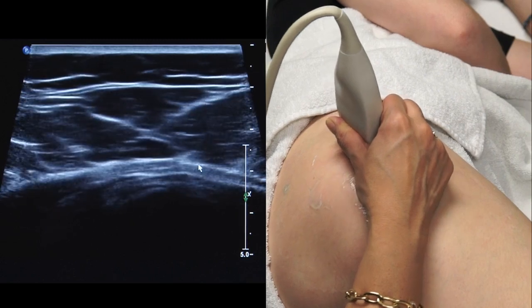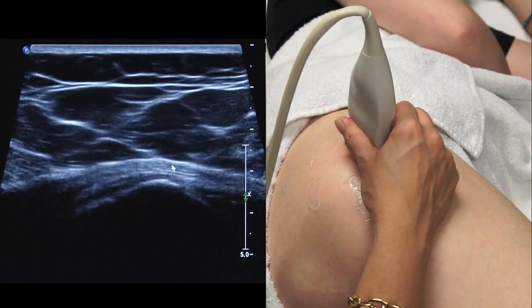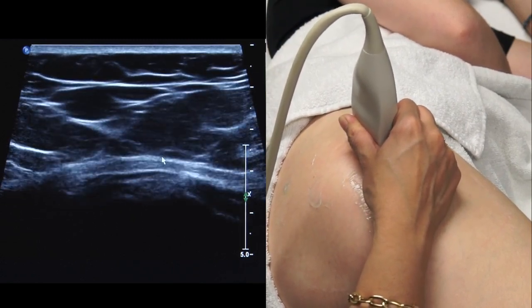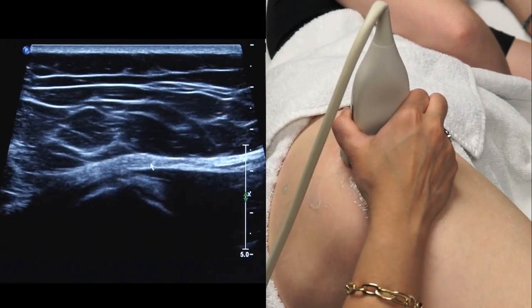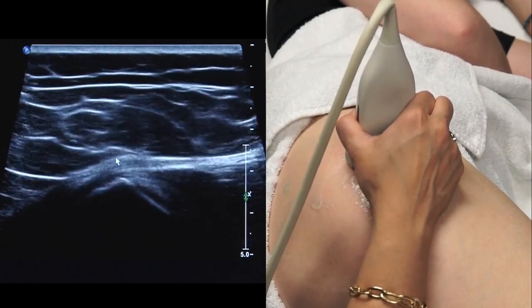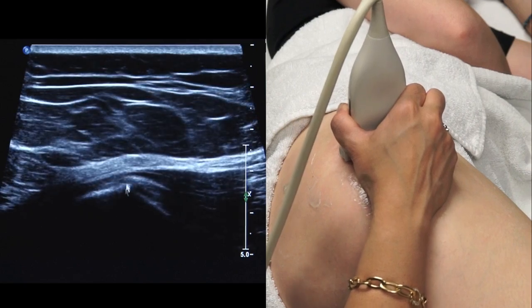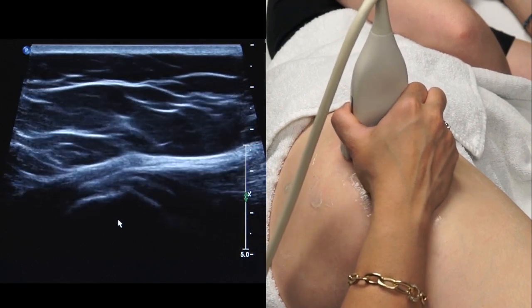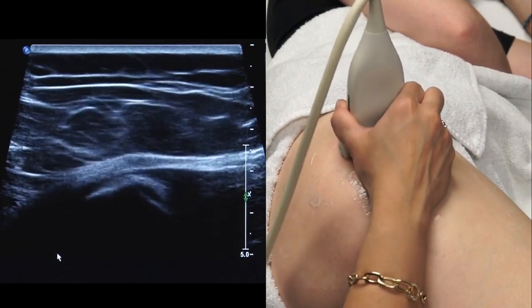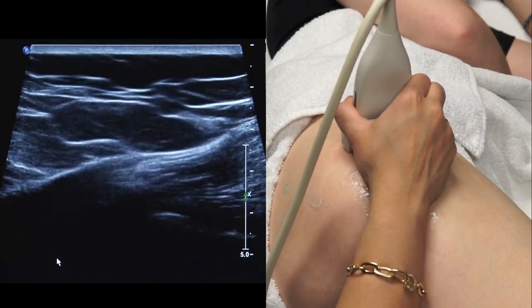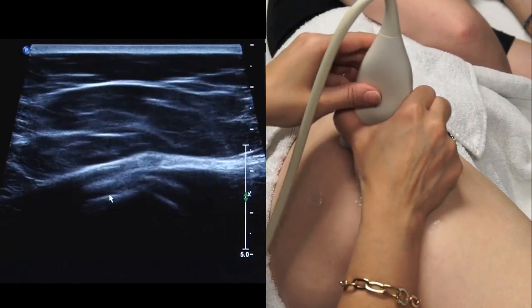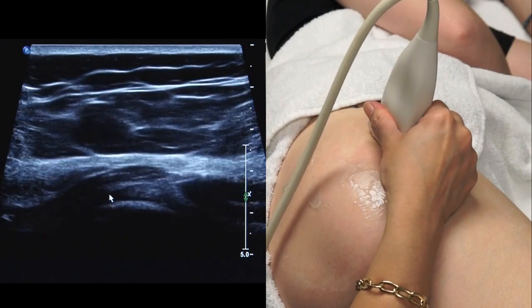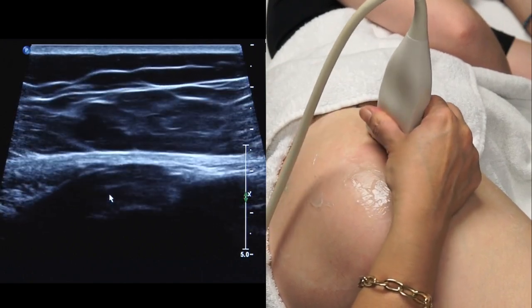So when you want to assess the iliotibial band, you can look at it in long axis and also in short axis. This is one of the structures that you want to look at during a dynamic scan if you're assessing for snapping hip, to see if the iliotibial band is the cause of the snapping. This is the short axis view, and then we're looking at the long axis view right here.